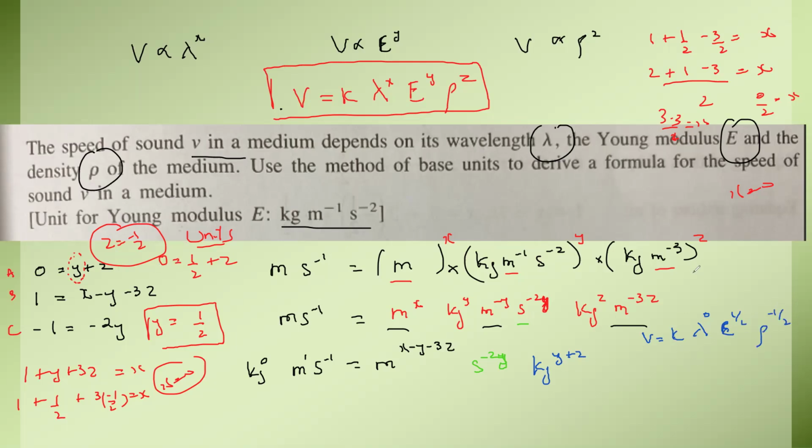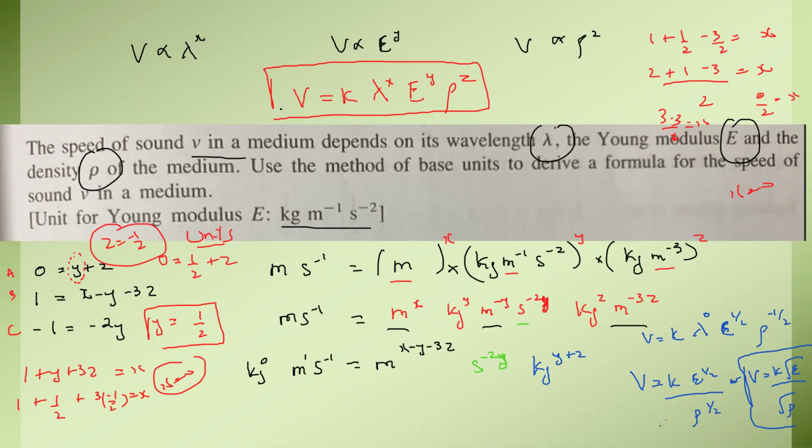So now we simplify because anything raised to power 0 is 1. So V equals K. This will be 1, we don't have to write. So this will be E raised to power half divided by, because this is a negative exponent, it will turn to positive. Or we can also say V is equal to K times under root E divided by under root rho. So this is the actual equation which relates the speed of sound in a medium, which depends on the Young's modulus and the density, but it does not depend on the wavelength.